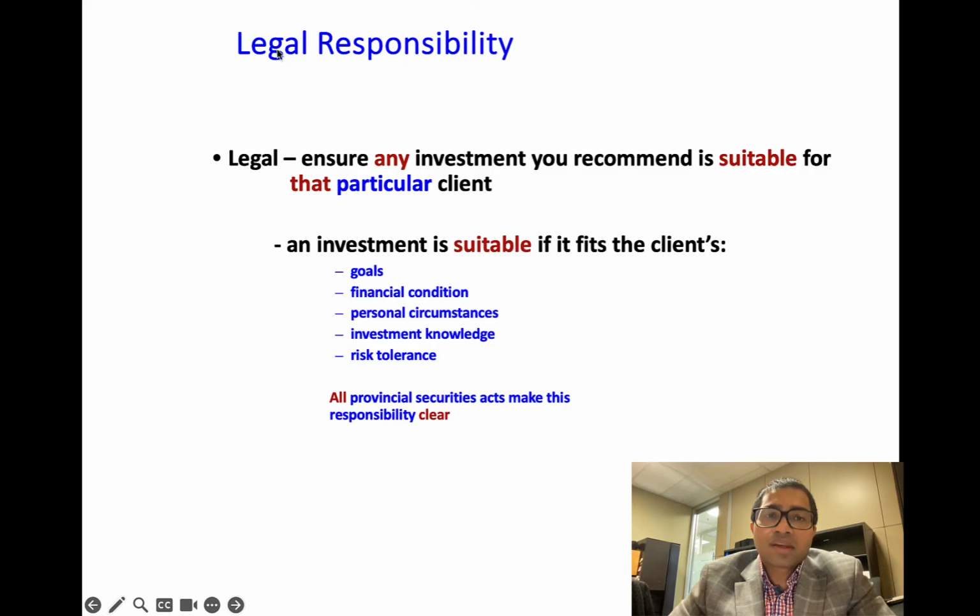So what is the legal responsibility? Ensure any investment you recommend is suitable for that particular client. An investment is suitable if it fits the client's goals. It should fit their financial condition, right? It should fit their personal circumstances. It should fit their investment knowledge, and it should fit their risk tolerance.